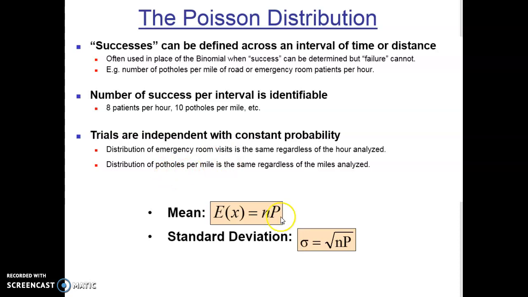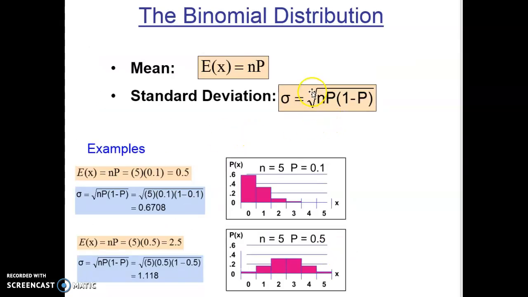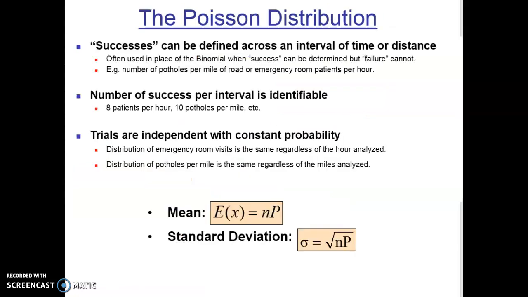The expected value of a Poisson distribution is NP, just like the binomial, and the standard deviation is similar. It's the square root of NP. Notice that in the binomial, it was the square root of NP times 1 minus P, which is the probability of a failure. But we can't measure failures in the Poisson, so we just get rid of that. It's essentially just the expected value rooted.